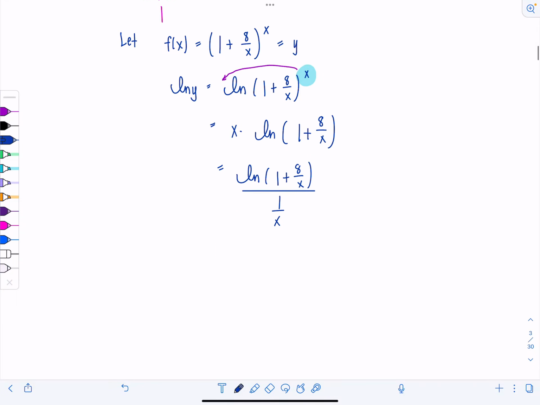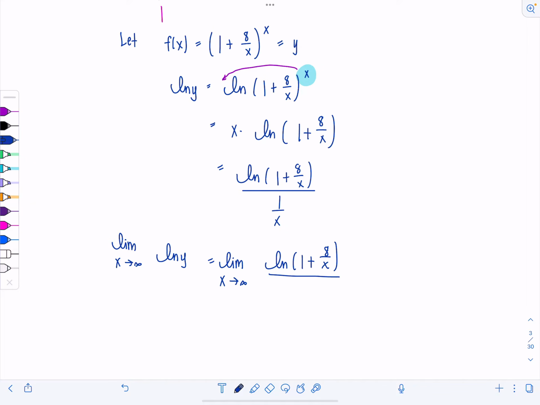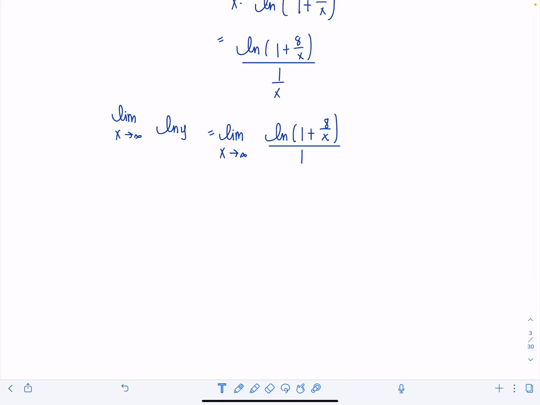Okay, so then now we're going to take the limit as x goes to infinity of ln of y. So that's the limit as x goes to infinity of what I have up above, ln of (1 plus 8 over x) over 1 over x.